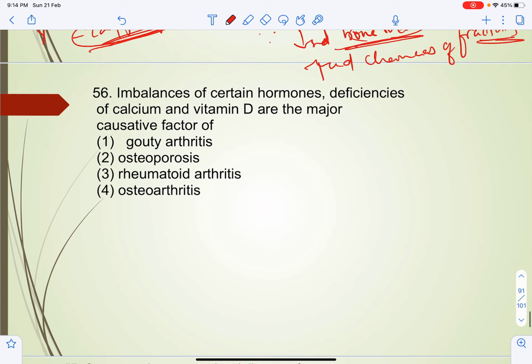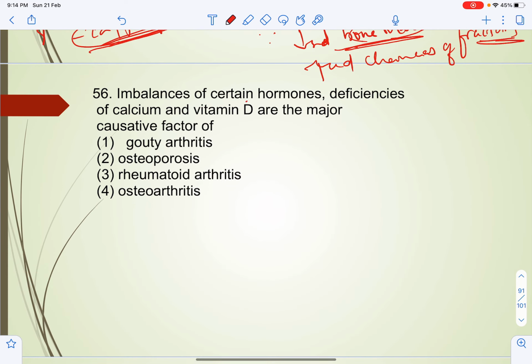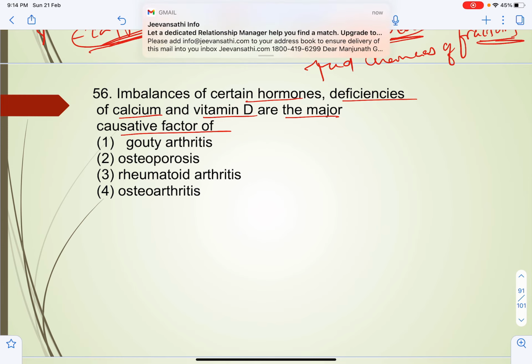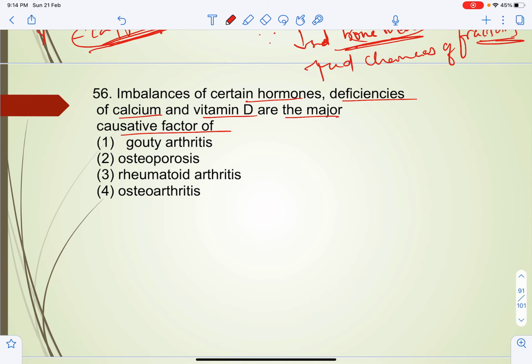Imbalance of certain hormones, deficiencies of calcium and vitamin D are major causative factors. Just now we discussed imbalance in hormones, deficiency of calcium and vitamin D. So we can say that the lack of vitamin D, which in turn means no calcium and no phosphorus, may lead to that.